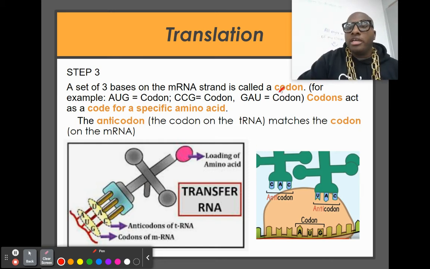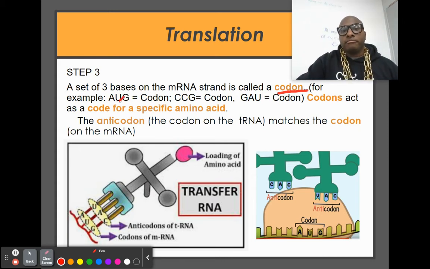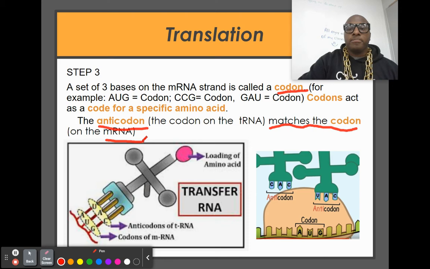So we have a codon, right? This is our codon. That is on mRNA. tRNA has what's called an anticodon. All that means is it matches to whatever the codon was on mRNA. Again, perfect example down here at the bottom. You have your mRNA with the codon.